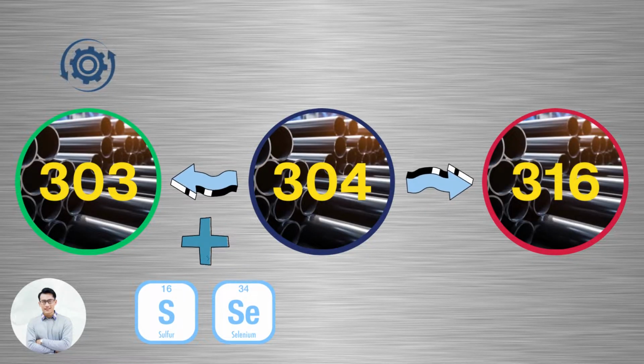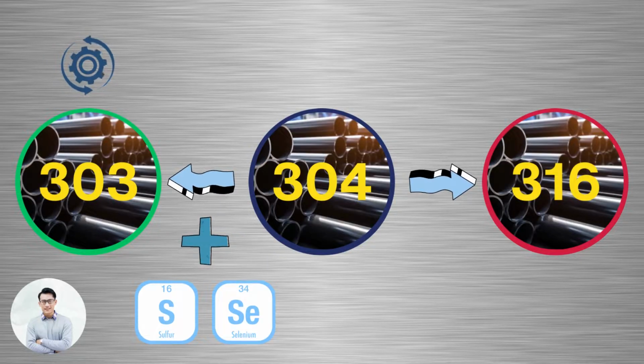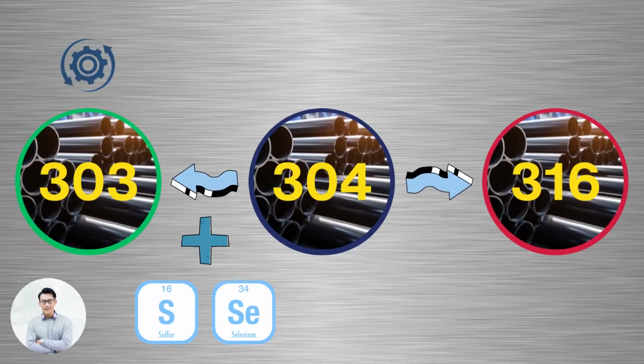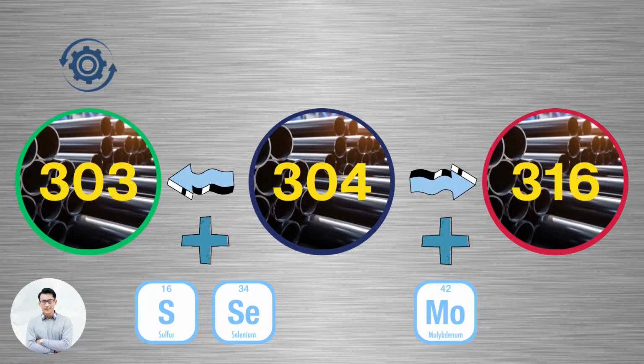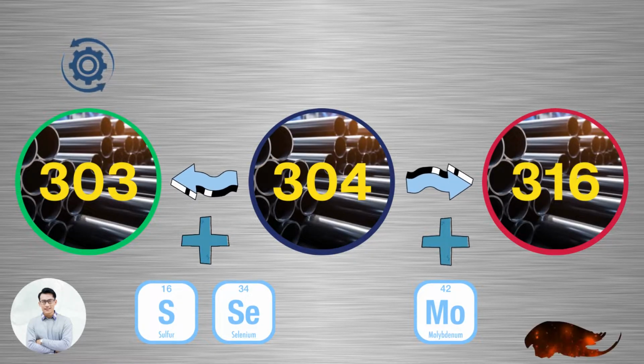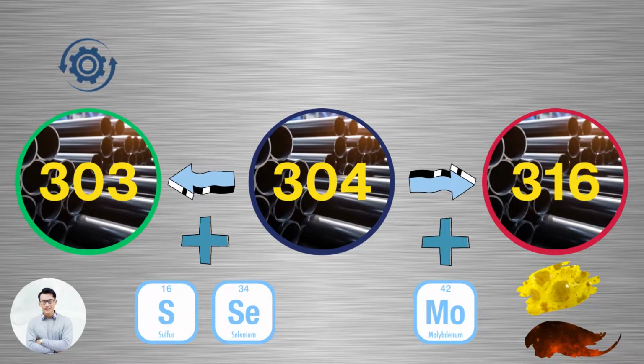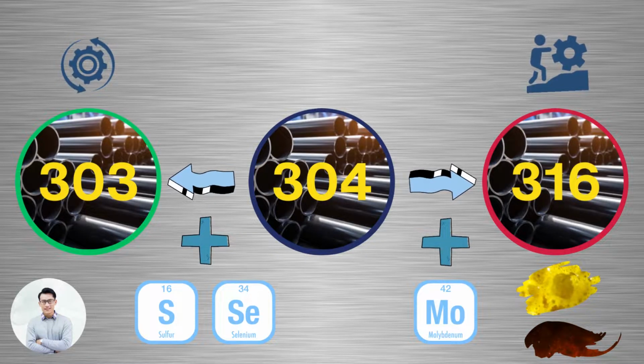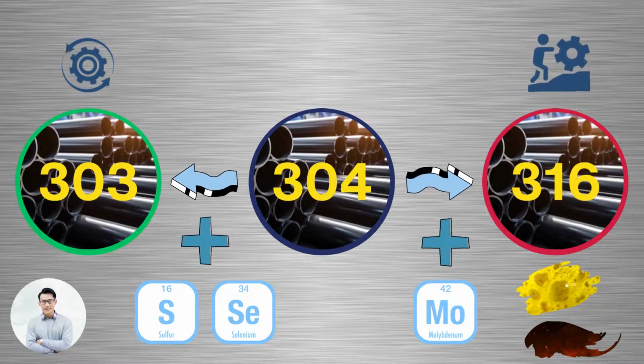316 alloy is the most popular alloy to use in harsh environments. The main difference between 316 and 304 is that 316 contains more molybdenum. This additive gives 316 excellent heat and corrosion resistance. However, it is the most challenging to machine among the commonly used austenitic alloys.